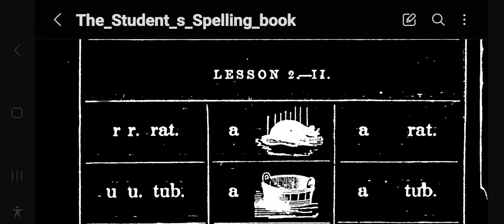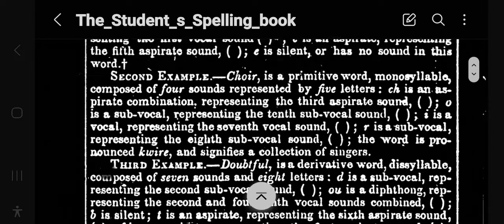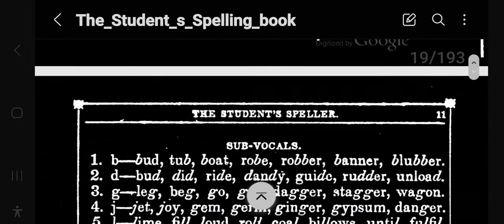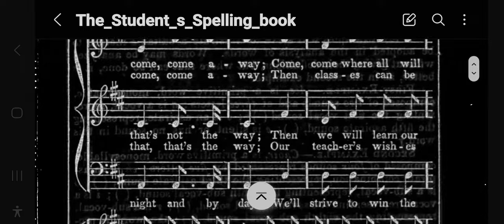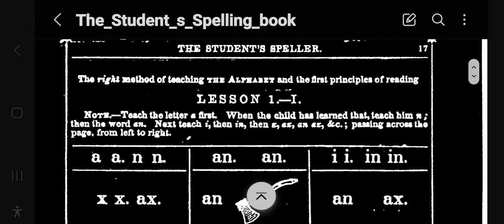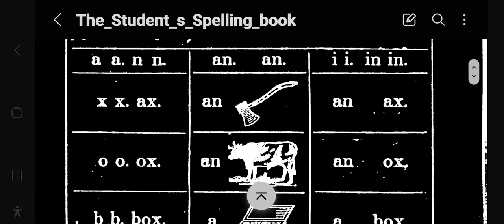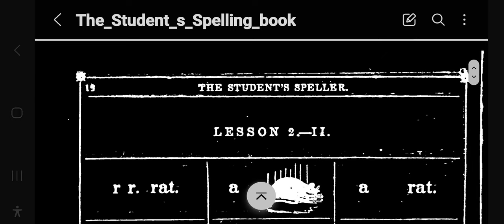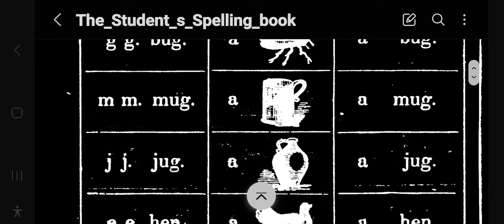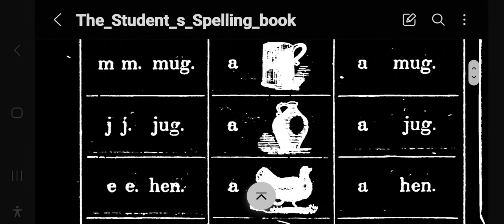Lesson 2.2? Where's 2.1? Section 2. What happened to section 1? Oh, is that the music? And I don't know. So that's the alphabet. Figures and numbers. Lesson 1.1. Okay, so this is 1.1. So then this would be lesson 2.2? Why do they have the Roman numerals? I'm kind of confused. Mug. A mug. That's a mug.